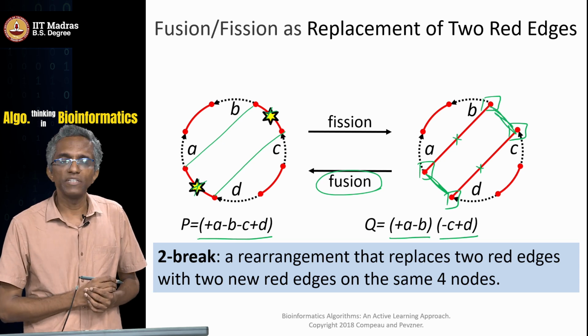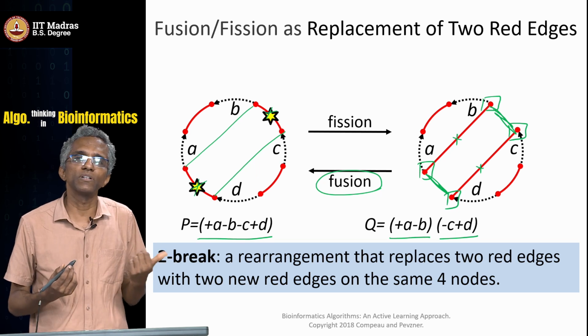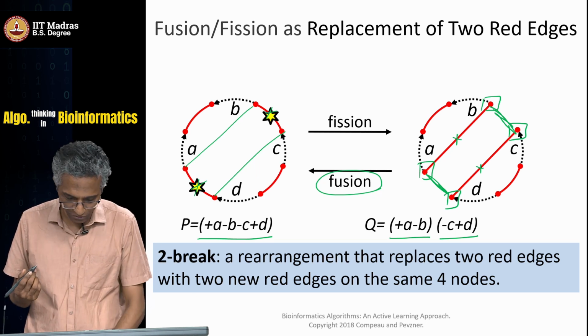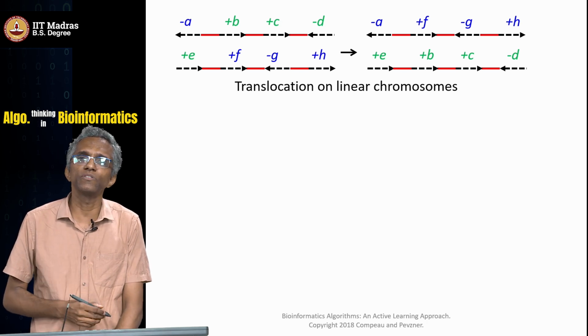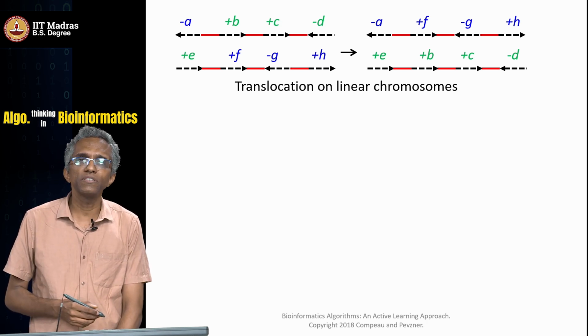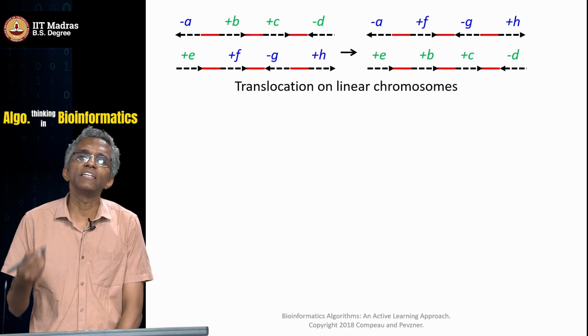And so, there are always, whether it is a fission or a fusion, and we have already seen in reversal, 2 edges are broken, 2 edges are added on the same 4 nodes. Now, let us look at the final part, which is translocation on linear chromosomes. We can first circularize the chromosomes and do a 2 break operation and then linearize it again.